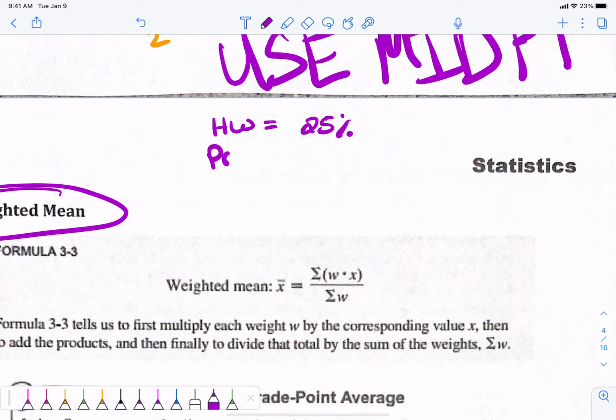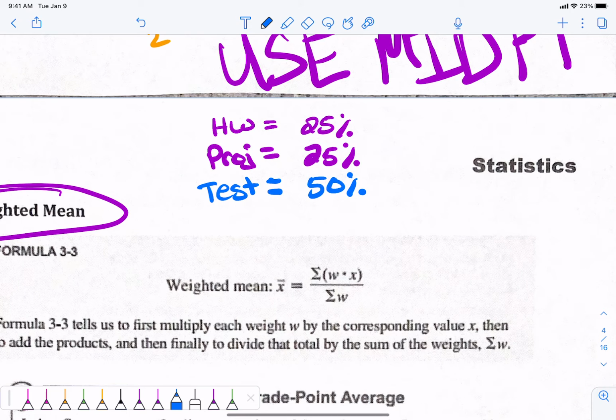Any projects that we do, like the packets that I give to you, like the graphing things, those are also 25% because those are kind of like homework assignments. But sometimes we do them together. And then you have the last chunk, which is the test, and that accounts for 50% of your grade. Okay, so let's do an example here.